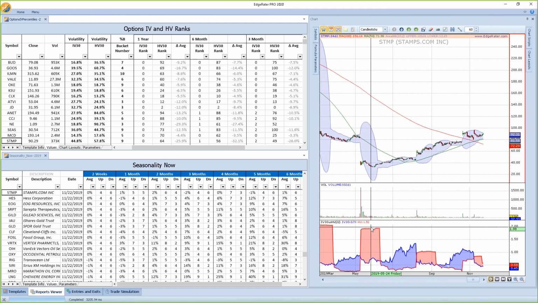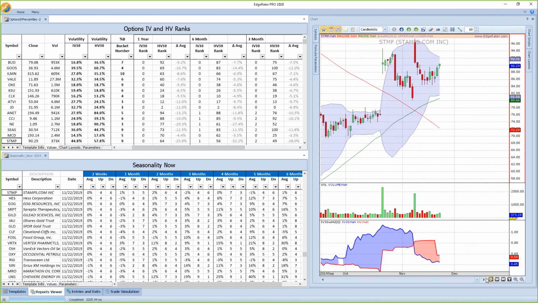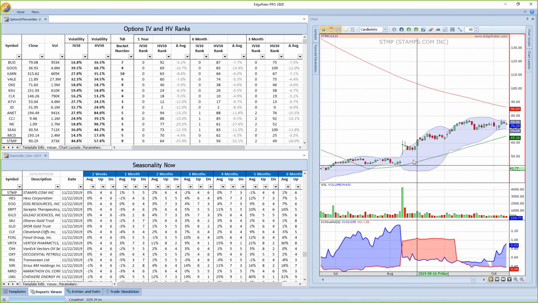he had found this had come up on the template way back over here. I think it was that he was talking about. That would have been in August, where you can see the red historical volatility was much higher than the implied volatility. So he bought a call in STMP around about somewhere around here, and he held on to it.